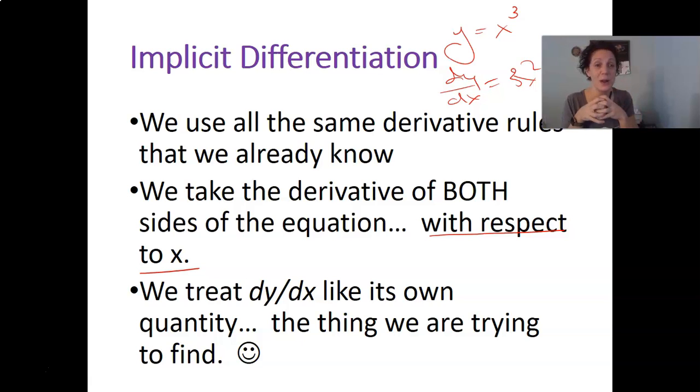So we're going to treat dy dx like it's its own variable, because it is. Dy dx is a quantity that means the slope of the function, the change in y over the change in x. And then once we solve for that, we'll have an expression. Maybe it'll just depend on x. Maybe it'll just depend on y. Maybe it will depend on both x and y. We're going to find out.